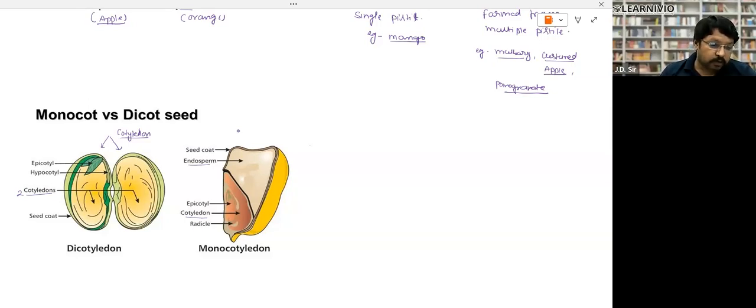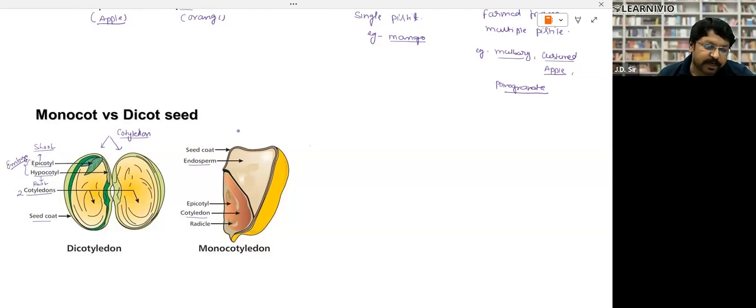Look, this outer part is called the seed coat. Inside the seed coat, you can see there is a hypocotyl and an epicotyl. Hypocotyl and epicotyl are both part of the embryo. The epicotyl makes the shoot part, and the hypocotyl makes the root part, right? Shoot and root develop from the embryo. Collectively, epicotyl and hypocotyl are both part of the embryo. So this was the structure of the dicots.